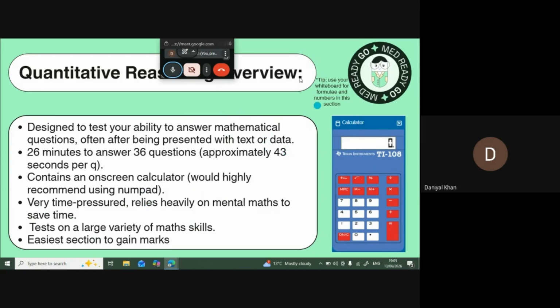And a little tip I have here is to use your whiteboard for this section, but it's more like a laminated notepad, and write down your formulae and any numbers that you have, because it's much easier to just write the numbers down instead of trying to remember them, because it'll just affect how fast you actually work throughout the section.